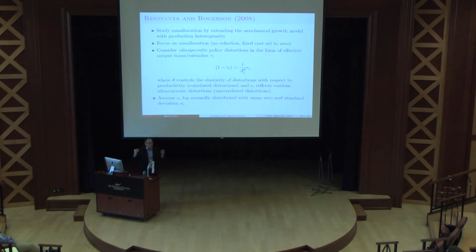What we did was embed the standard neoclassical growth model with production heterogeneity, so we could think about the allocation of resources as being an important factor, okay? And in there, we had no selection effects, so the focus of that framework was precisely to think about misallocation in the very narrow sense I talked about in my last slide, okay?